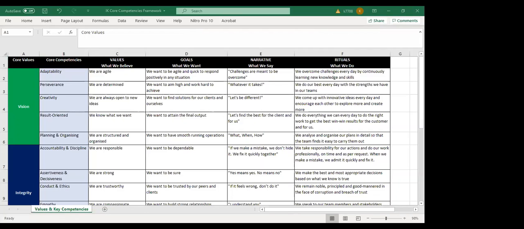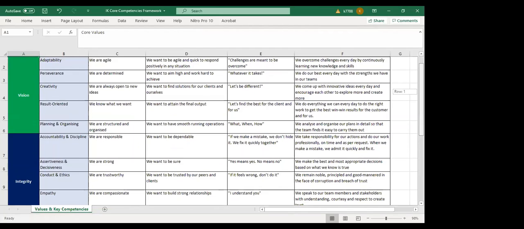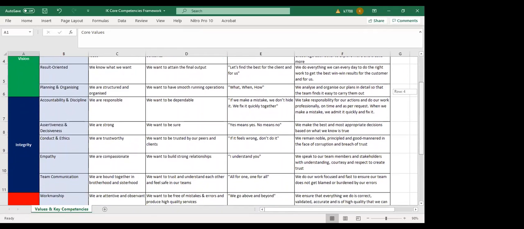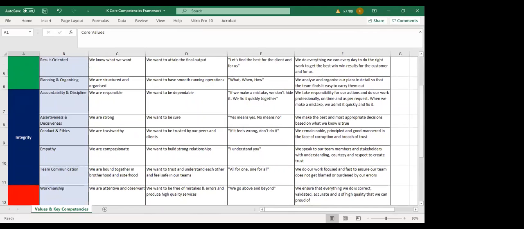Okay, so for vision, the more important one I want you to focus on is the narrative, because the narrative is easiest to measure. It is what people say on a daily basis. How do you know if your people have integrity? If they say things like, if we make a mistake, we don't hide it, we fix it quickly together. Yes means yes, no means no. These are things you cannot indoctrinate. They either do it or they don't.